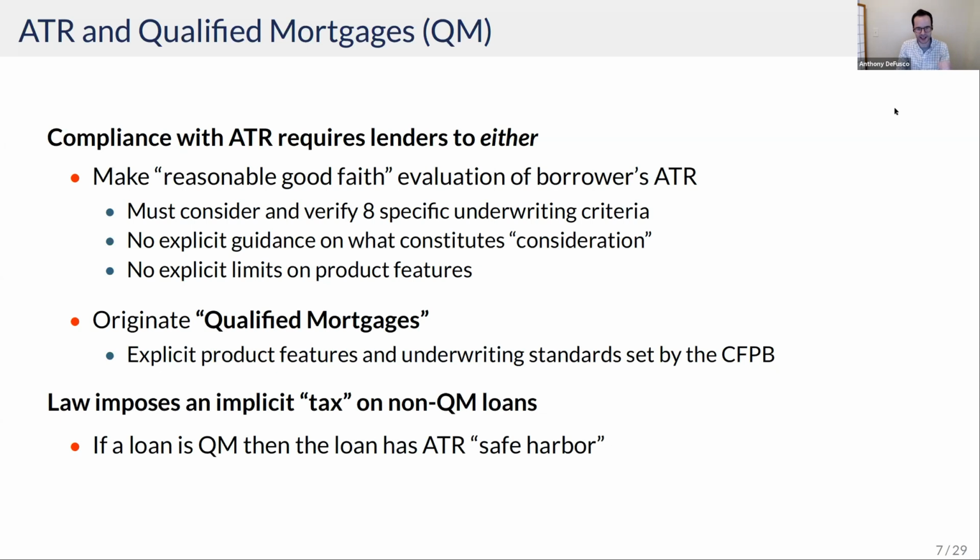If your loan has a characteristic that's not defined as a qualified mortgage, that characteristic is going to be, in some sense, taxed from the lender's perspective, because you now face this risk that the borrower is going to sue you if they end up in default. So it becomes very important for the lender: what does it mean to be a qualified mortgage? What is the definition of that?